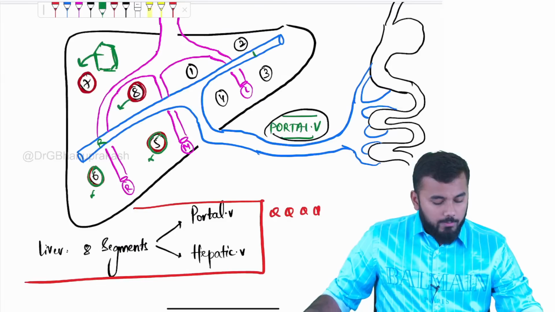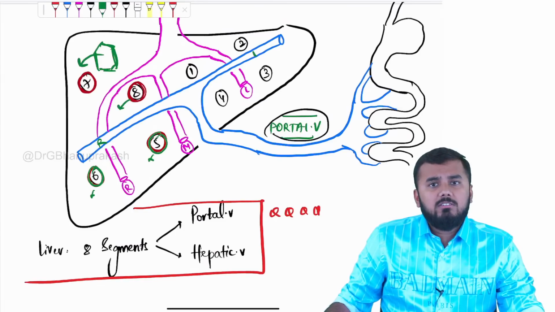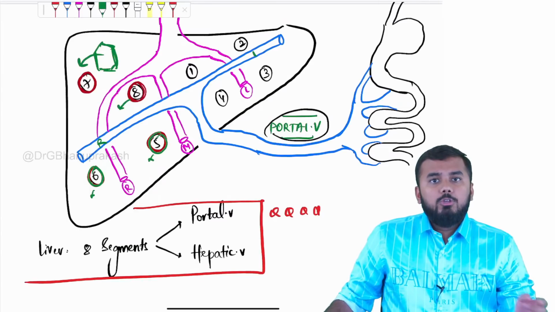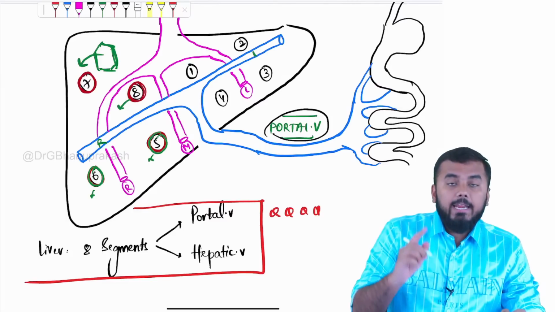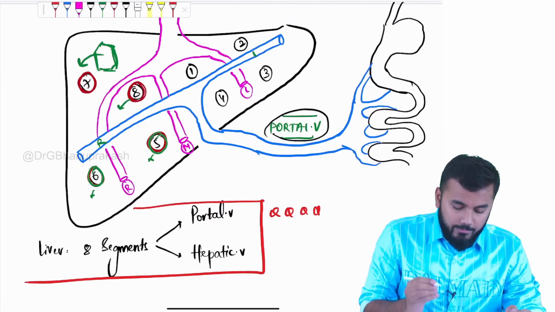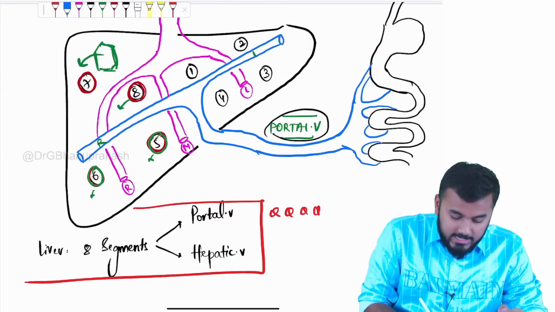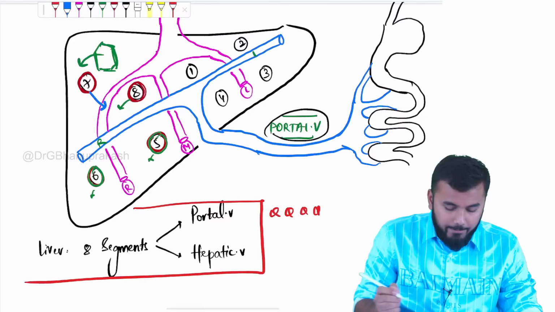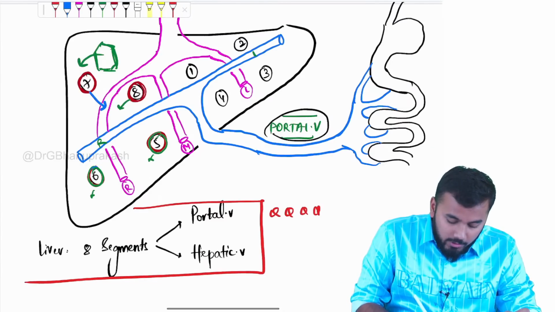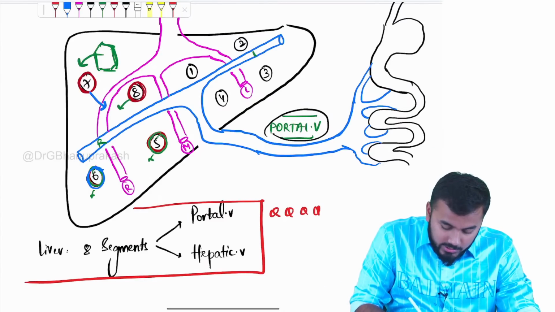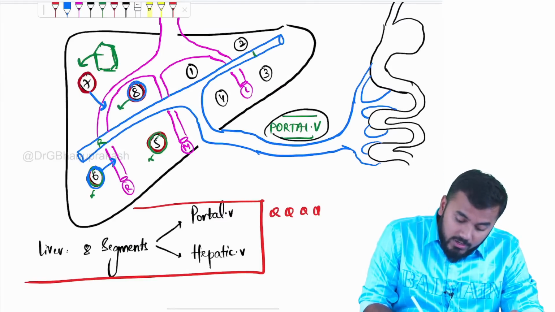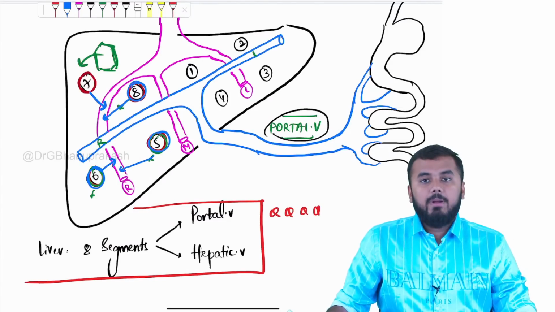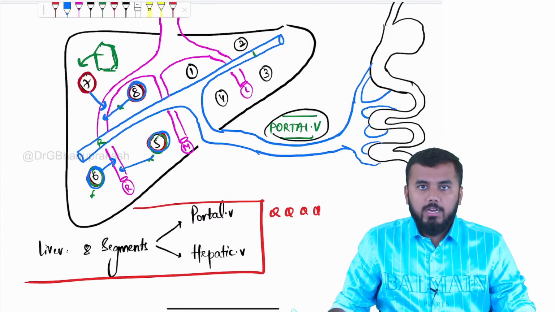Now you might get a doubt: but sir, bile drains into veins, but you are telling bile is draining into each segment. You are right. Bile will basically drain into the veins. Look here, all of you. Whatever bile is released in the 7th segment is drained into the right hepatic vein. Whatever bile is secreted in the 6th segment, the 8th, and the 5th is also drained into the right hepatic vein.